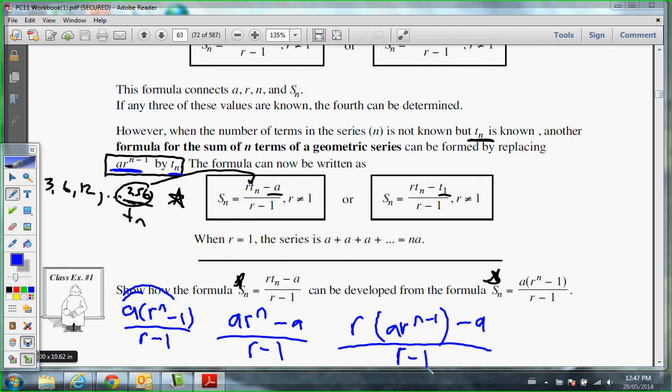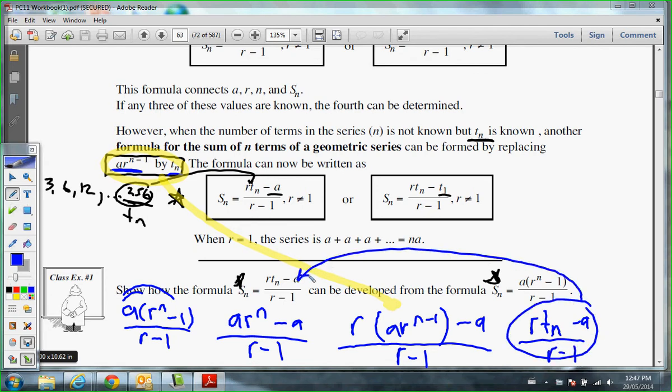And so what we're going to do now is understand that this relationship here equals t sub n. So if I put a t sub n in, r t sub n minus a over r minus 1, you'll see that that's right there.